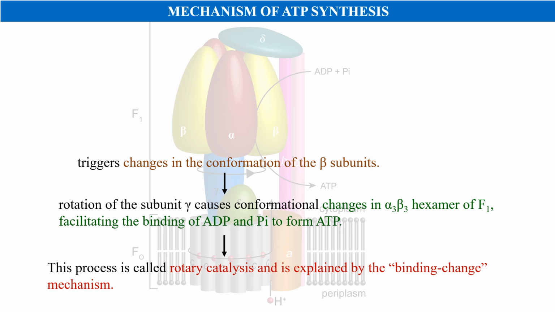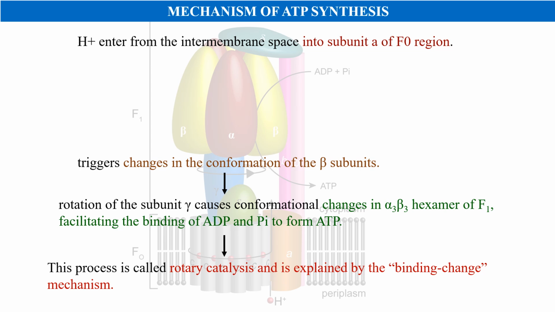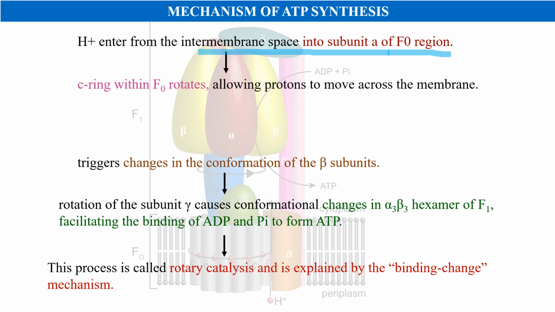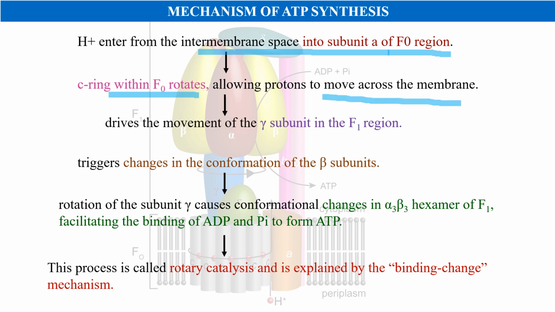Now we discuss the mechanism of ATP synthesis. H+ from the intermembrane space enters through subunit A of the F0 region. F0 has a subunit A which allows the entry of protons into ATP synthase, and then the C ring within F0 rotates, allowing protons to move across the membrane. The rotation of the C ring drives the movement of the gamma subunit in the F1 region, which triggers changes in the conformation of the beta subunit.